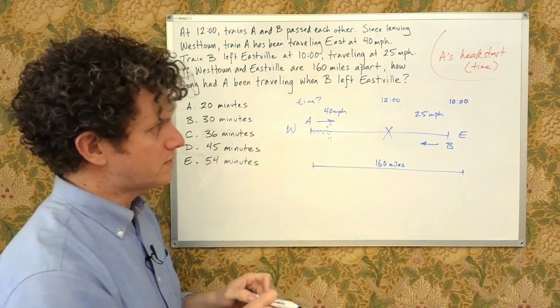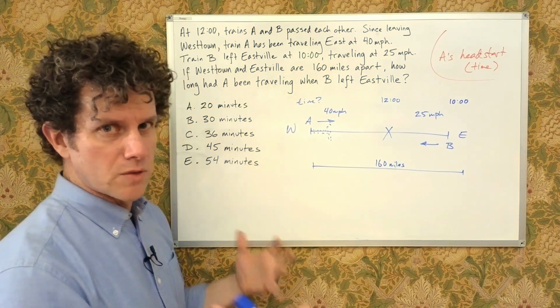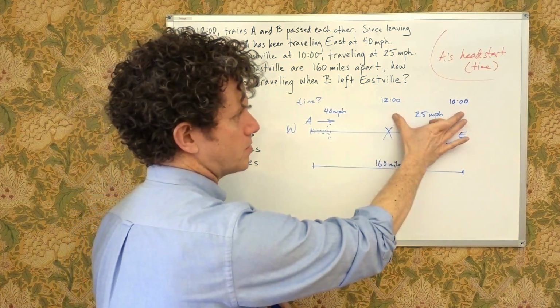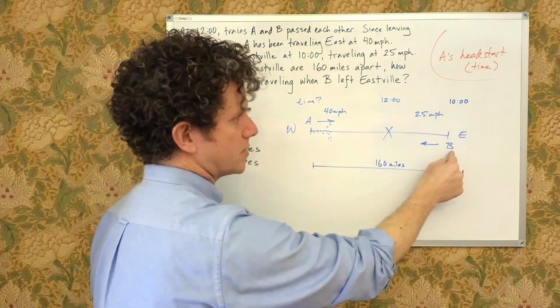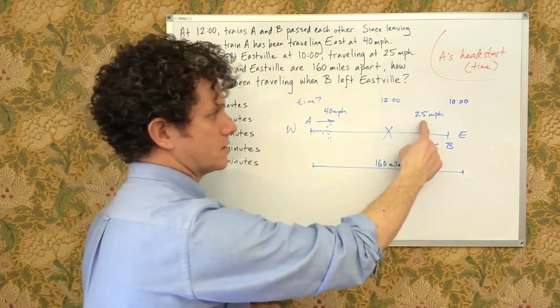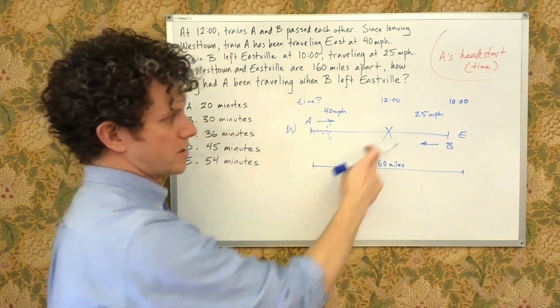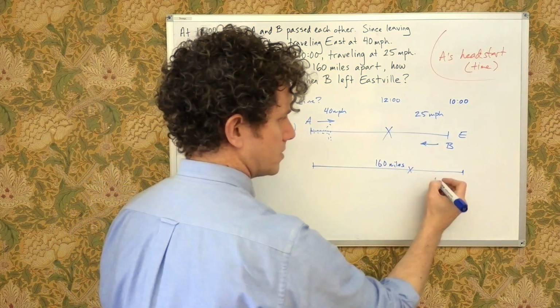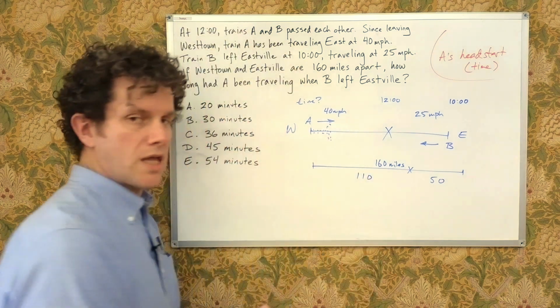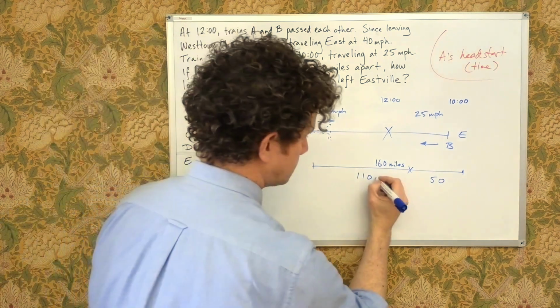I'm going to grab hold of what seems to me the most grab-holdable piece of information. Train B was traveling for 2 hours from its start to the meeting point. 2 hours at 25 means that this meeting point happened at the 50-mile mark. Okay.